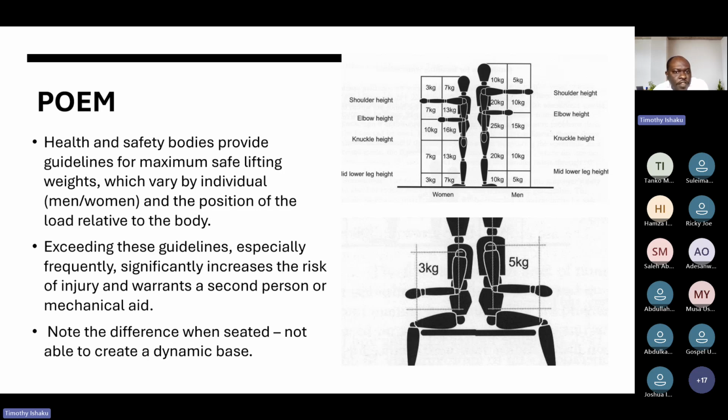And those weights change depending on how you carry the object. And there is a gender difference to those weights as well.